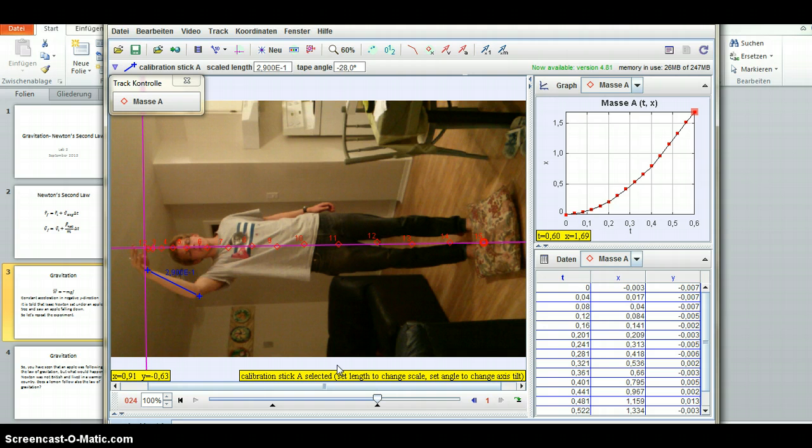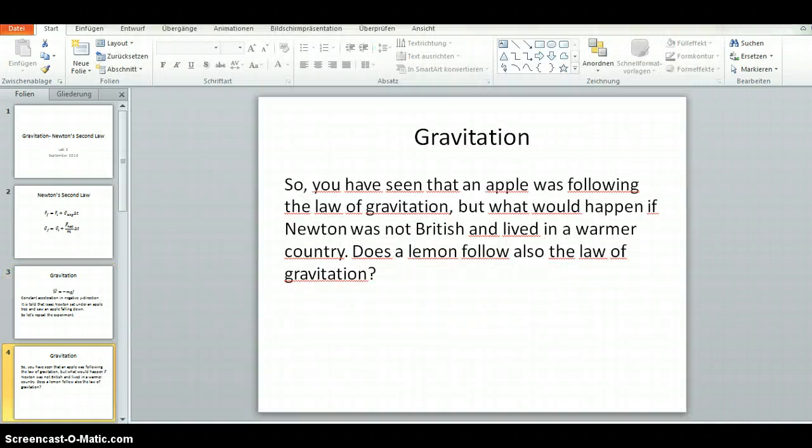To have a better resolution, the video is rotated by 90 degrees and the gravity goes in positive x direction instead of negative y direction. It is shown that the velocity is not constant. So we see an apple is following the law of gravity.